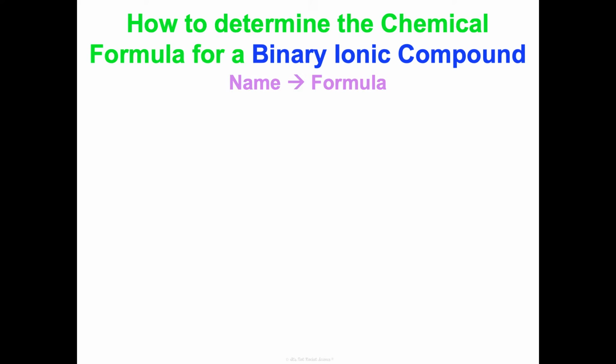Okay, so first, let's learn how to determine the chemical formula for a binary ionic compound. So you can do what we just did. You just did this. You determined the chemical formula. When we did that with Al and Cl, aluminum and chlorine, you figured out it was AlCl3 by drawing it.